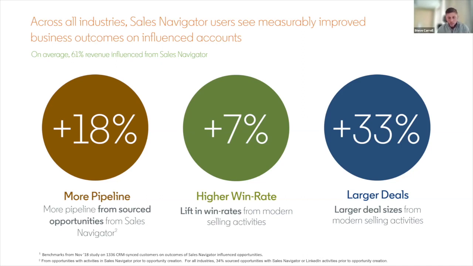And then the final one is larger deals. So you can expect, and this is probably the biggest one, a 33% increase in larger deals. And really this is because of the ability for you guys to multi-thread not only into different departments, but into different regions. So you might have a strong presence in a multinational in Asia, but you're finding it difficult to multi-thread into the US. So Sales Navigator will essentially enable you guys to do that.